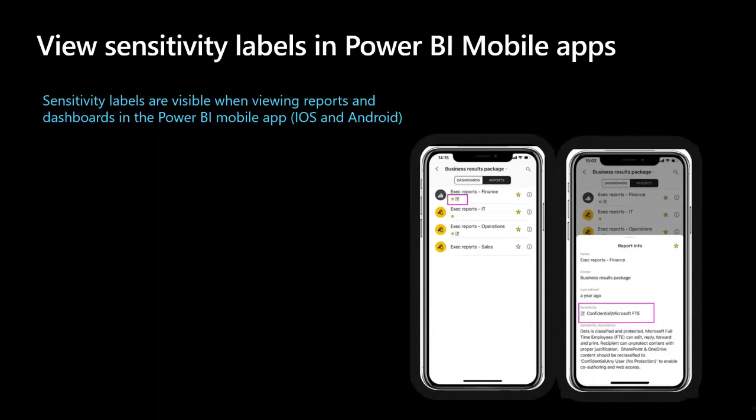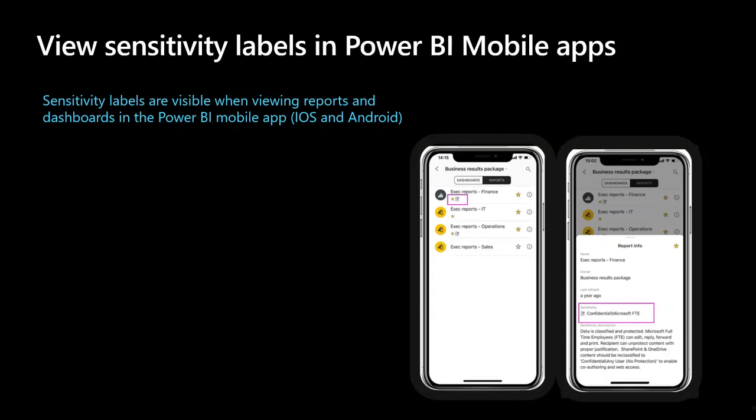So we just saw how sensitivity labels are available and can be used in the Power BI service, but not only there. Power BI has the world's best BI mobile application. It is by far more popular and highly rated than any BI competitor.